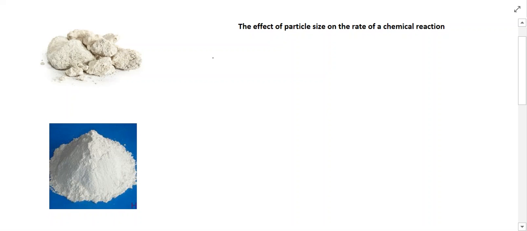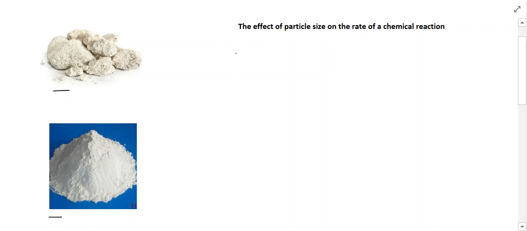So if we think about a chemical reaction, for example, what we have here is a substance called marble, or calcium carbonate. The difference between the two is the particle size. In this top one, the particle sizes are quite big, so we have big chunky pieces. Whereas in the bottom picture, the calcium carbonate is ground up into a fine powder.